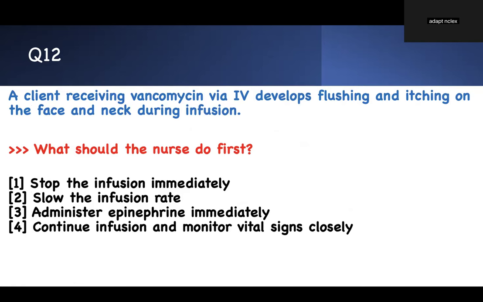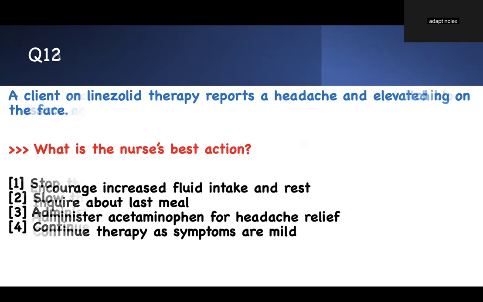Unless the patient is having wheezing or hypotension, you can stop it. Administer epinephrine. It's not an allergy. Continue infusion and monitor vitals. You have to do something. Therefore, slow down the infusion.